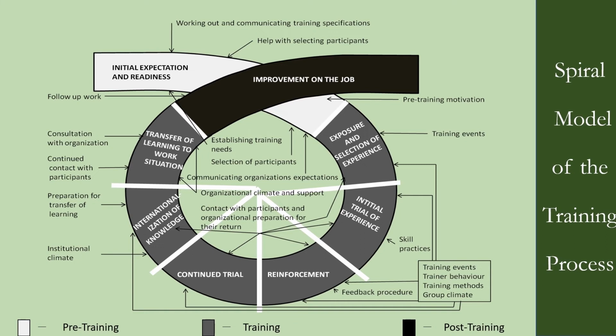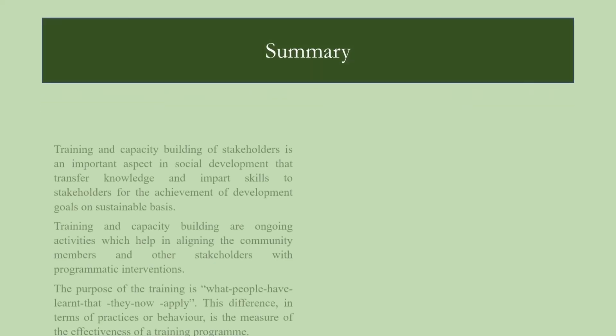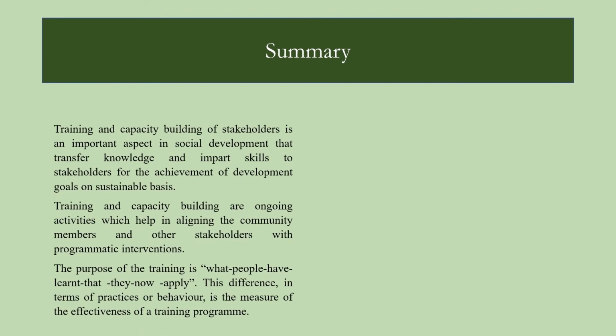Finally, please look at the black part of the spiral. Improvement of the job on the job is the only way to assess the effectiveness. If a person learns but is not improved on the job, it is not useful for an organizational or developmental change context. It may be personally useful to the person, but it also has to be useful to the organizational or development space. In summary, dear learners, training and capacity building of stakeholders is an important aspect in social development.